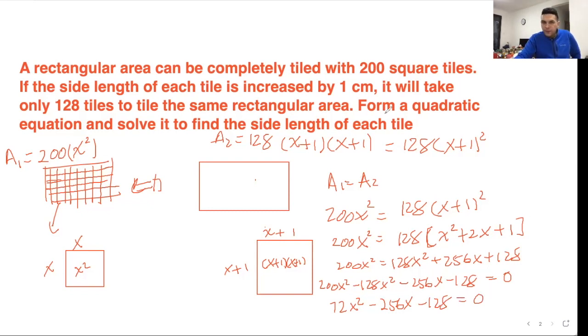I haven't simplified it yet, my bad. All right, and now I'm going to simplify, okay? I'm going to divide by 8. So if I divide by 8, I'm going to get 9x squared minus 32x minus 16 equals 0. So now I have to factorize this. Remember, you can multiply these two numbers, right, and then find two factors of that. So we get 9 times negative 16, negative 144.